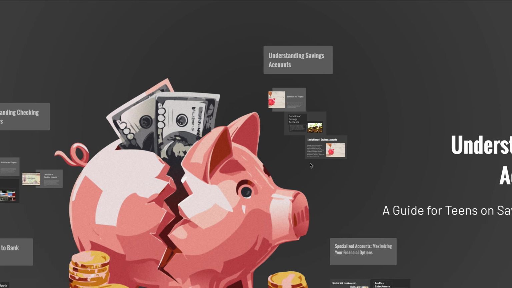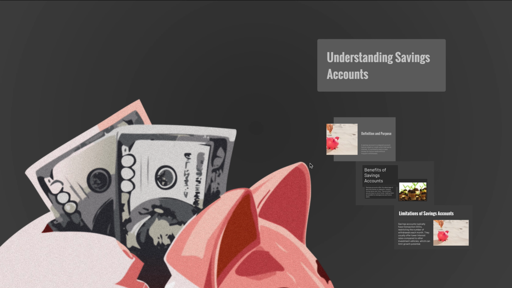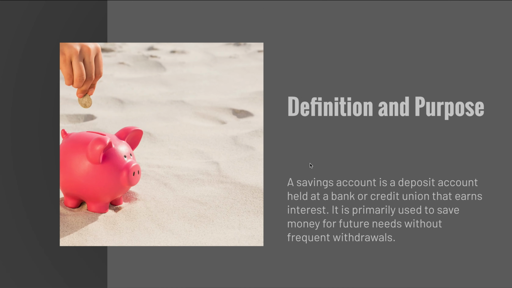That being said, I want to start with talking about savings accounts specifically. Now, what is a savings account? A savings account is a type of bank account that earns interest. Now, its main purpose is to, well, save money. Any money that you put away for savings typically goes into a savings account. Pretty simple.